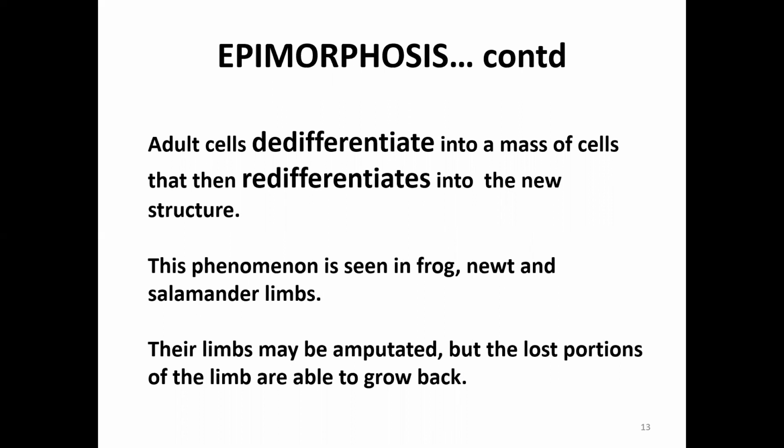Epimorphosis is regeneration of tissues or organs through the de-differentiation of existing differentiated adult tissues. Adult cells dedifferentiate into a mass of cells that then redifferentiates into the new structure. This phenomenon is seen in frog, newt, and salamander limbs. Their limbs may be amputated, but the lost portions of the limb are able to grow back.